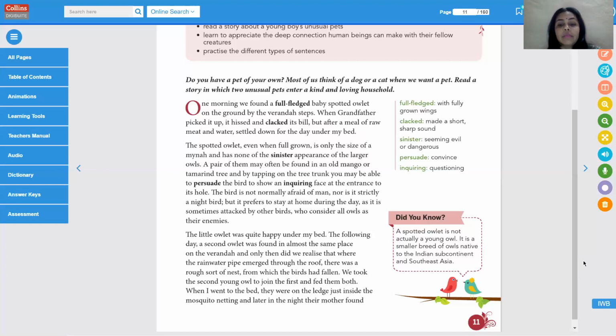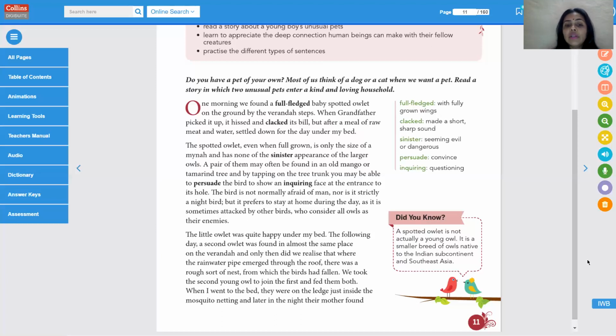And where was it settled down? It was settled under the bed of the boy. The spotted owlet, even when full grown, is only the size of a manna. Spotted owlets, what would be their size? Doesn't matter if they're full grown, they are only the size of a manna. Manna is a small singing bird, so maybe a palm or so, a little longer than a palm. So this was only the size of the spotted owlet.